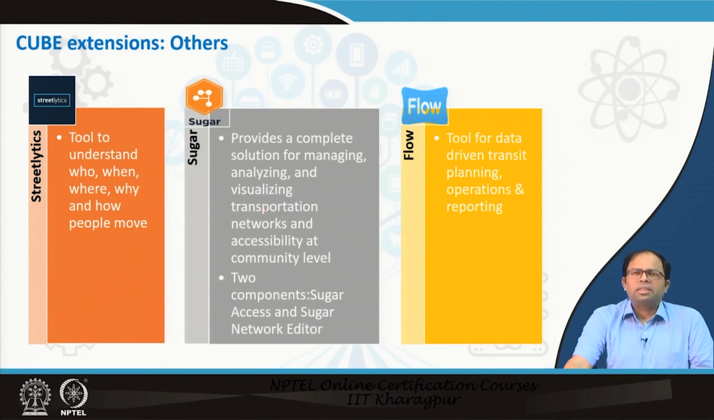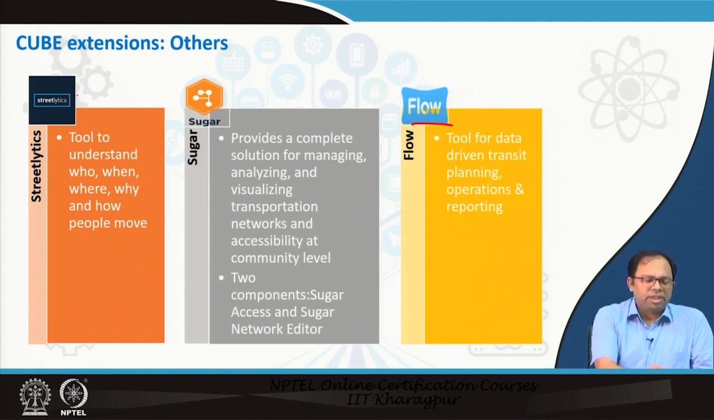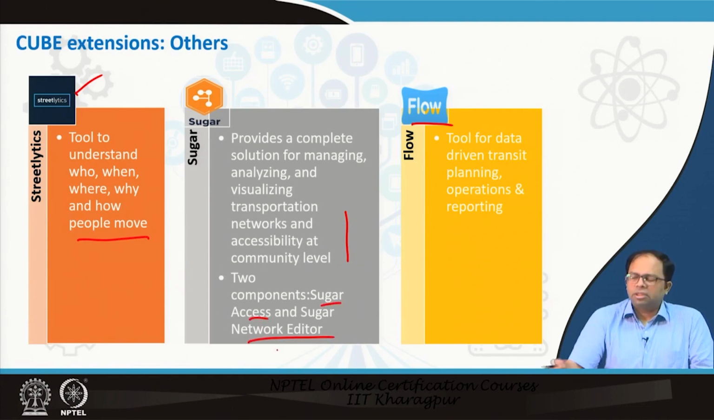Then there are a few other extensions like Cube Flow, where you can plan for the transit operations. Then you have Cube Street Analytics, where we can understand who, when, where, why, and how people move. Then we have Cube Sugar, which provides a complete solution for managing, analyzing, and visualizing transportation networks and accessibility at community level. So this helps us to determine accessibility and so on. Then there is Sugar Access and Sugar Network Data. So these are components of this.